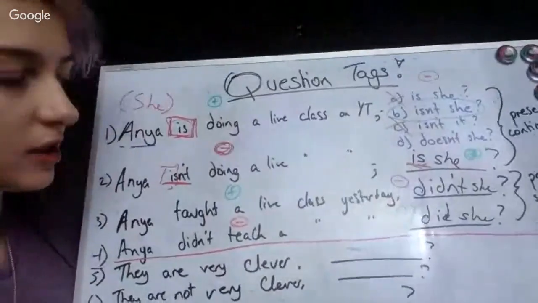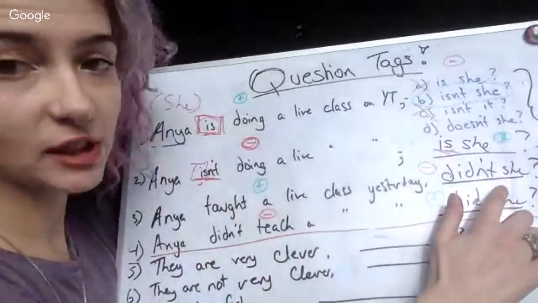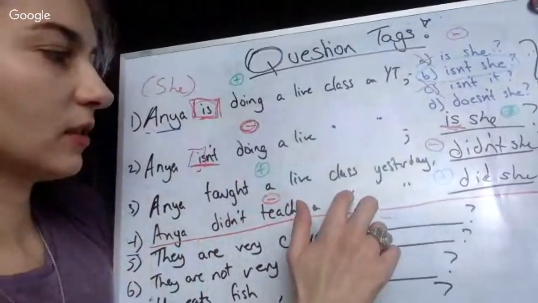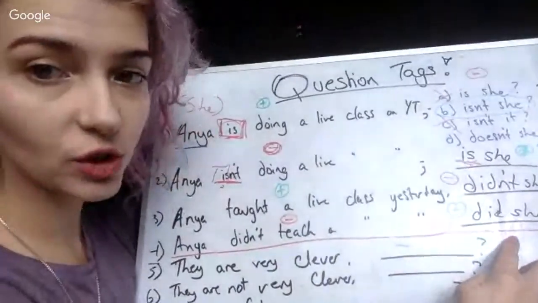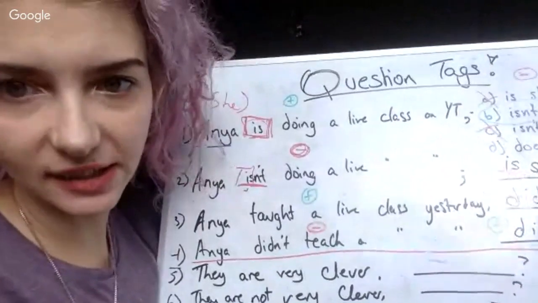No, she didn't. So, Anya taught a live class yesterday, didn't she? No, she didn't. She didn't teach a class on Friday. Anya didn't teach a live class yesterday, did she? No, she didn't. She didn't teach a class on Friday. So the answer stays the same.